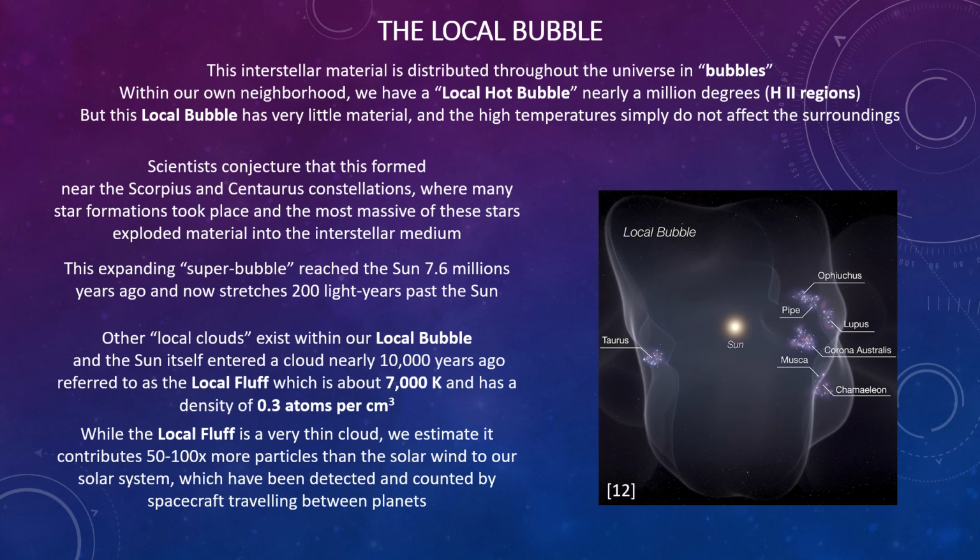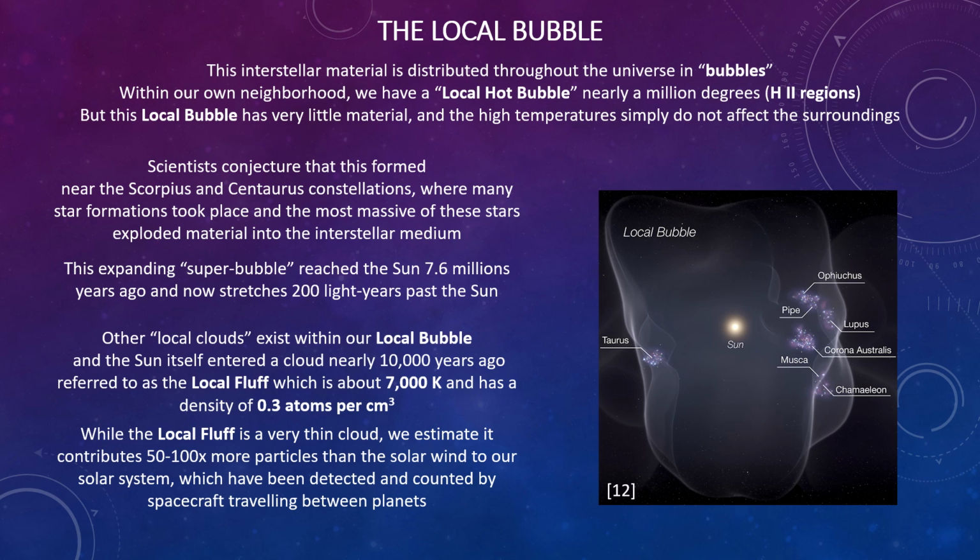Scientists conjecture that this formed near the Scorpius and Centaurus constellations, where many star formations took place, and the most massive of these stars would then explode in the interstellar medium. This created an expanding superbubble which reached the sun 7.6 million years ago and now stretches 200 light years past the sun. So this bubble has drifted into our own local space, and our star has drifted into it as well.